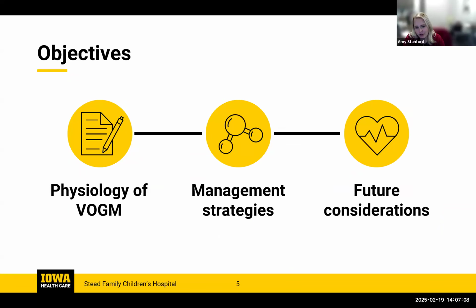In today's talk, we are going to speak about the physiology of vein of Galen malformations, talk then about management strategies in order to best care for these patients, as well as spend a little bit of time on what future considerations for the care of these patients look like.